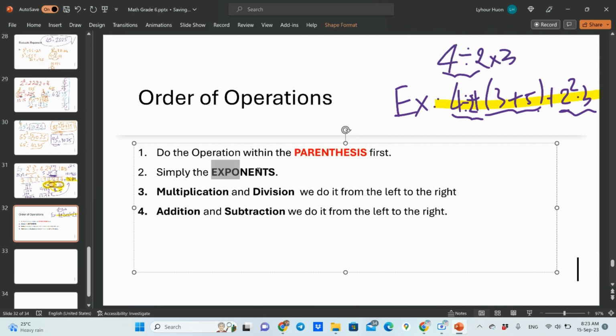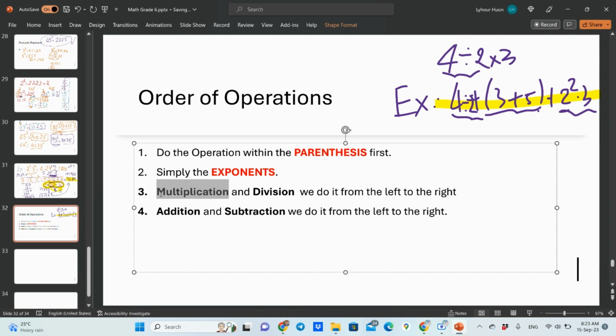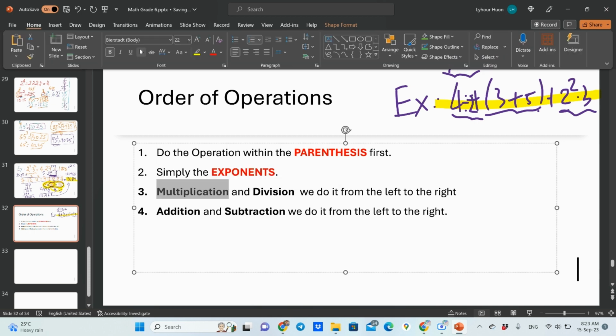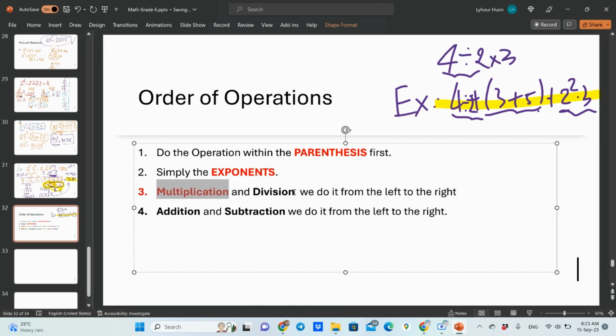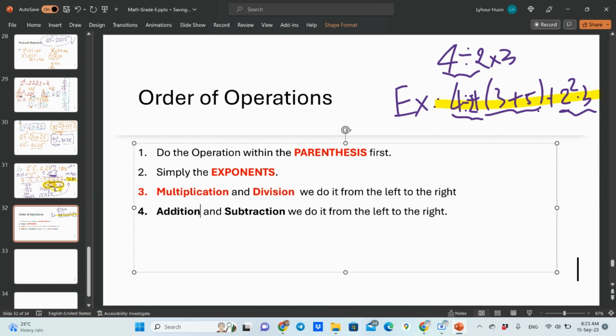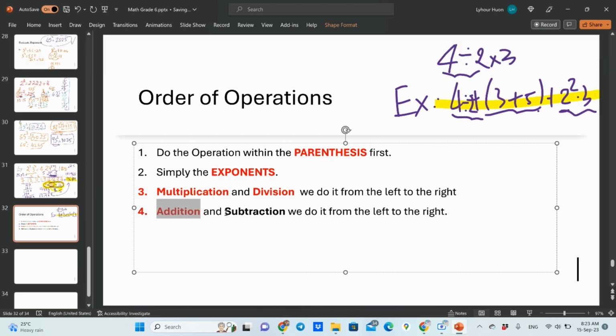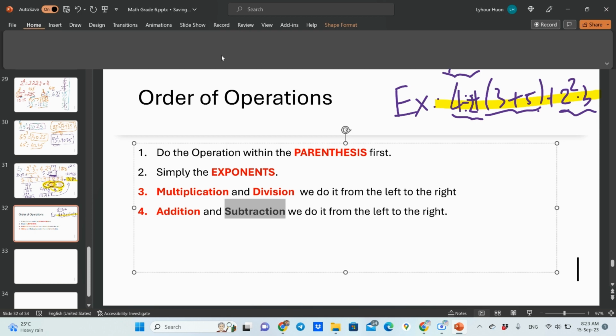Multiplication and division come after, then we do addition and subtraction last. Okay, one minute, to try to make it easier for you to know.